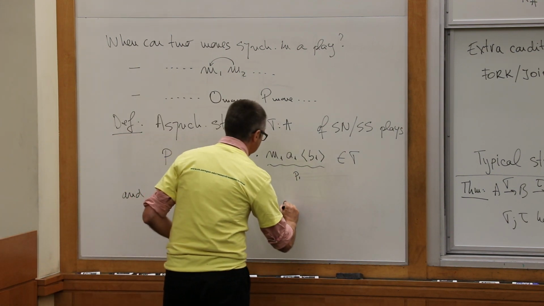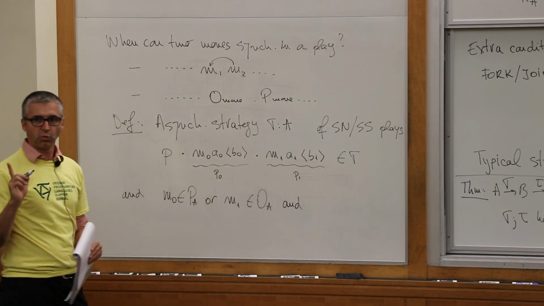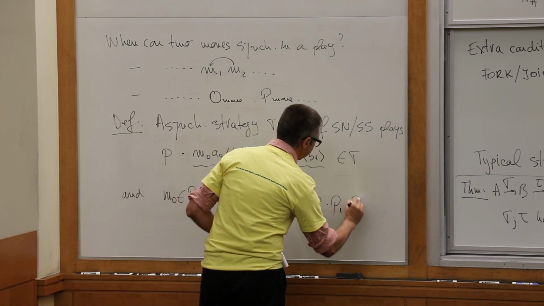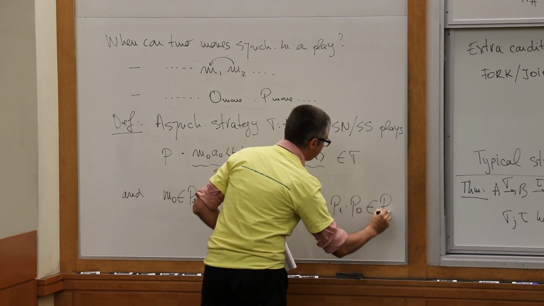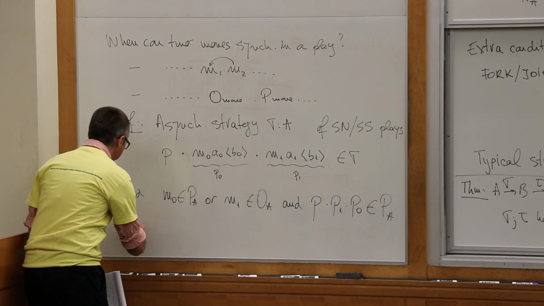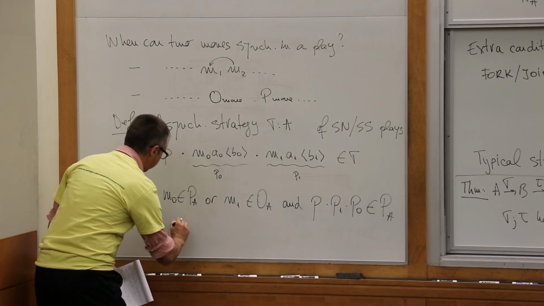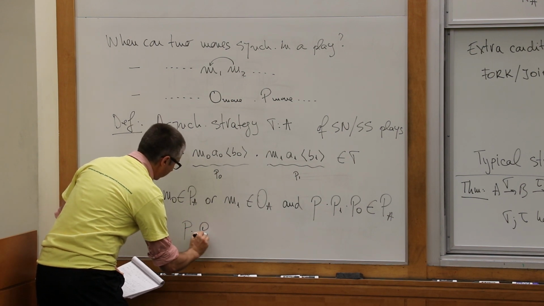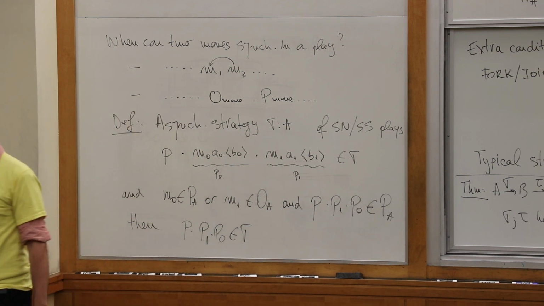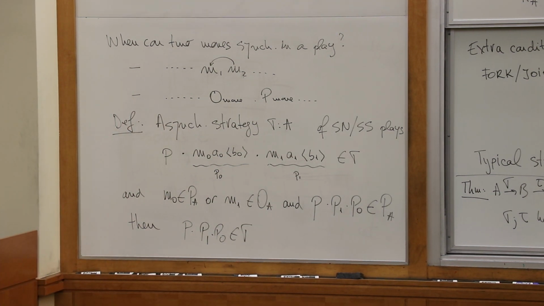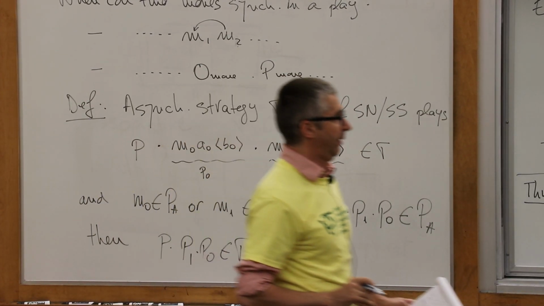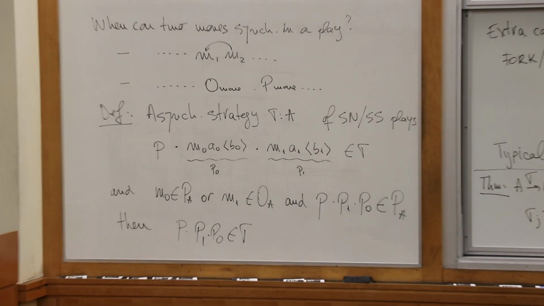And if we swap them, we get something that's still legal. So the play followed by P1 followed by P0 is a legal play. Then the play followed by P1 followed by P0 must be in sigma as well. So all the swapping of move occurrences that can be made will be made. If it can happen, it might happen. You have to be prepared for it.